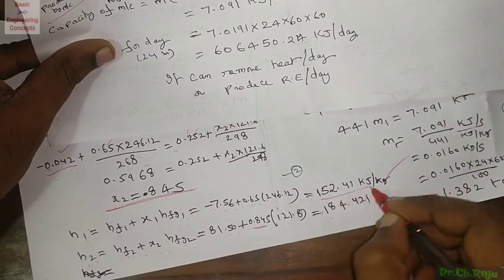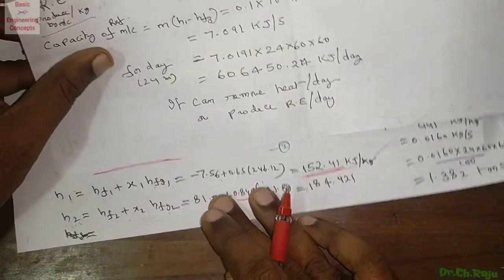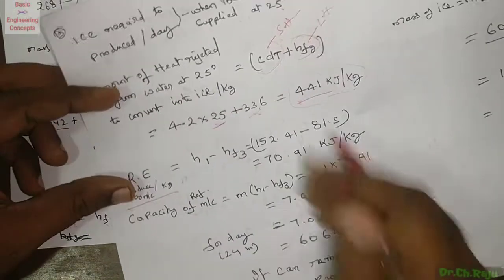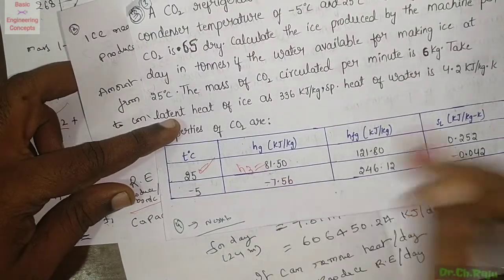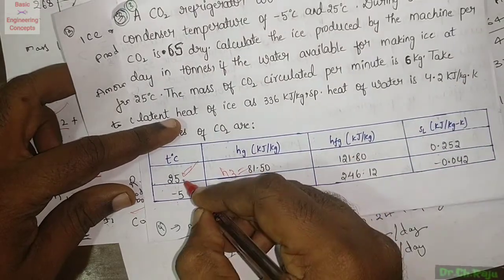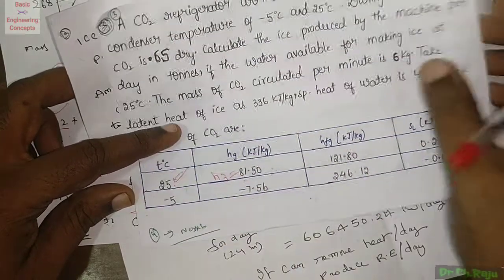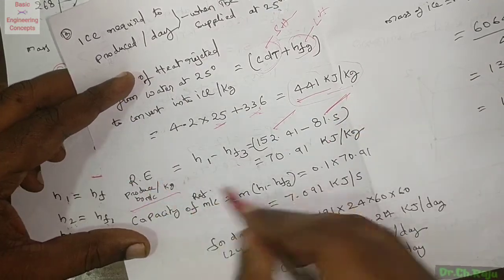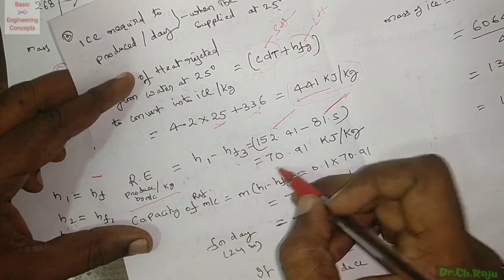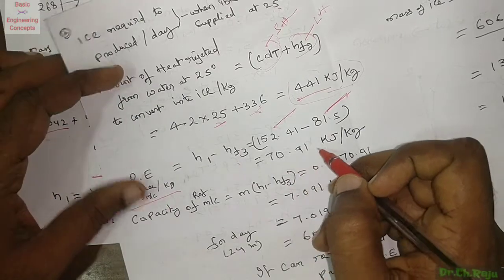This is 152.41, minus HF3, which is 81.50 at 25 degrees. So the refrigerating effect produced is H1 minus HF3, that is 70.91.